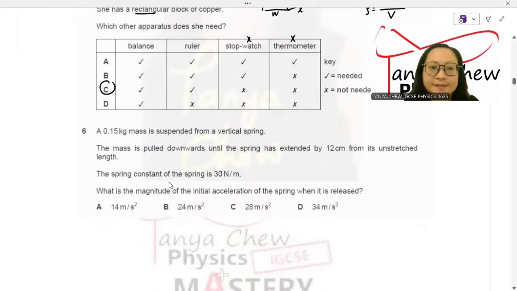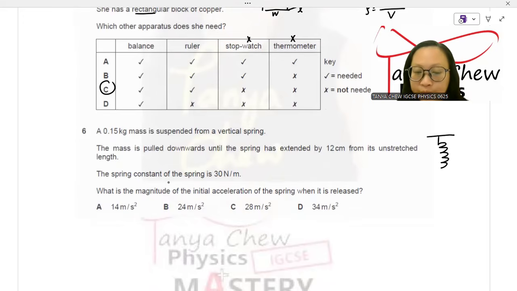Now, number 6, a 0.15 kilogram mass is suspended from a vertical spring. The mass is pulled downwards until the spring has extended by 12 cm from its unstretched length. The spring constant of the spring is 30 Newton per meter. What is the magnitude of the initial acceleration of the spring when it is being released? I draw the whole situation for you to see.